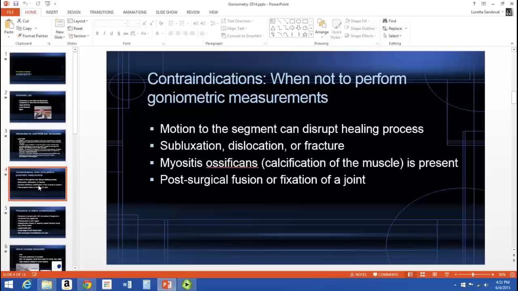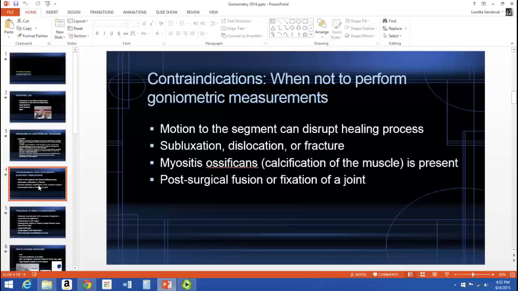So a subluxation, dislocation, or fracture, that's the example I gave in the first one, is the fracture. But if we have those other problems, we're not going to want to do passive range of motion and goniometric measurements because we don't want to disrupt that area. Another contraindication is myositis ossificans, which is calcification of the muscle. Doing passive range of motion can actually damage the muscles, so we don't want to do that either.